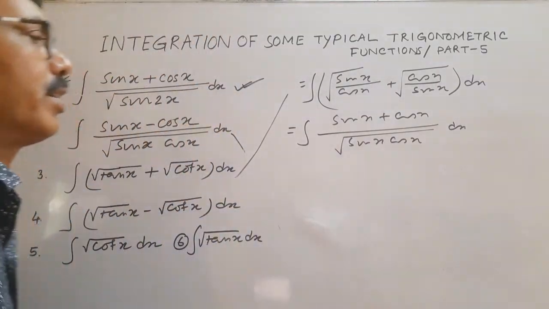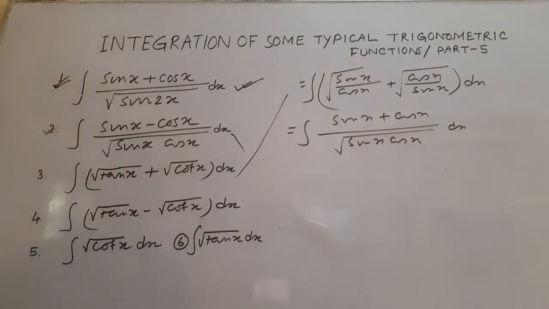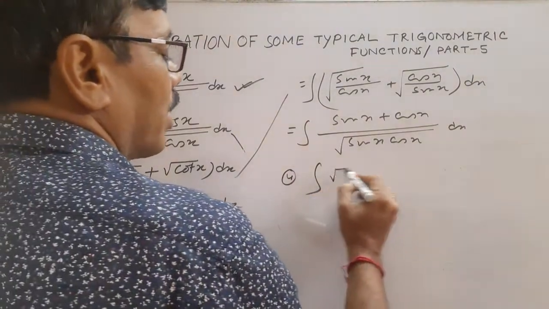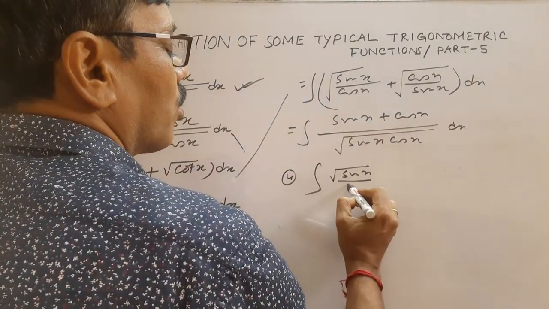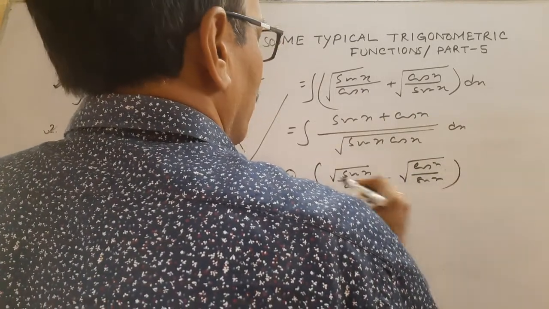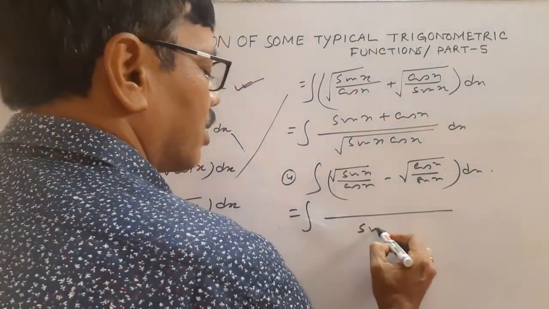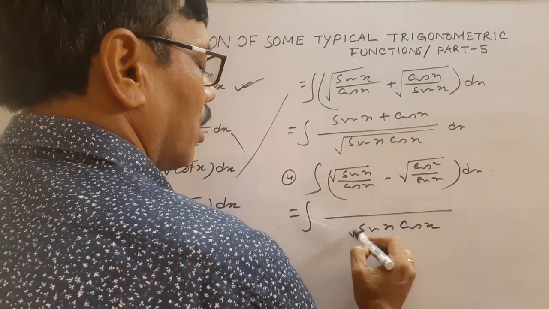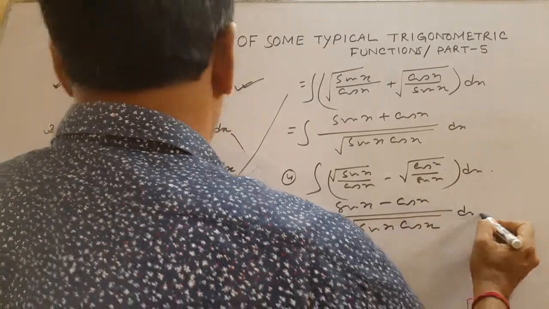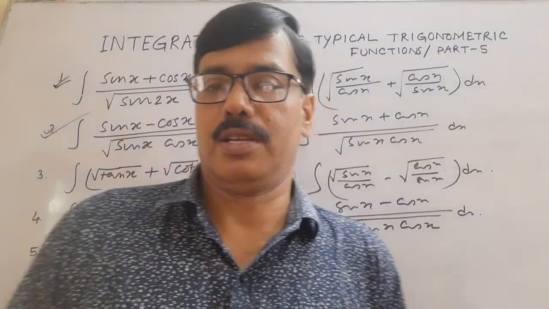So we get the integration of root over tan x plus cot x. Then problem number 4, same problem. So tan x is sin x by cos x minus cos x by sin x into dx. So this is sin x into cos x, and this is sin x minus cos x dx. So this reduces to problem number 2. We have already solved this.